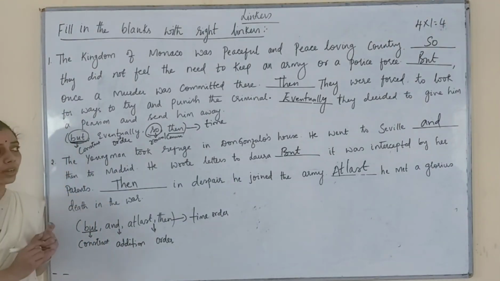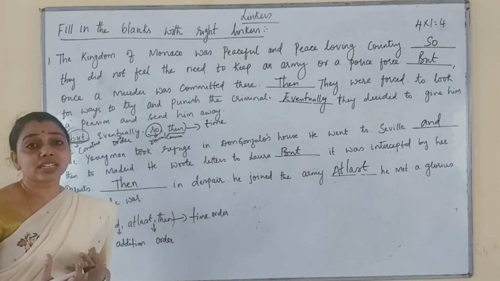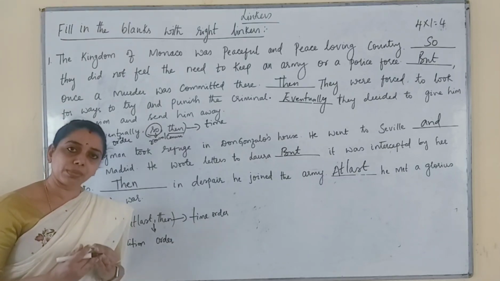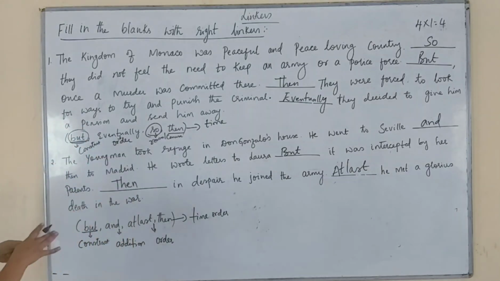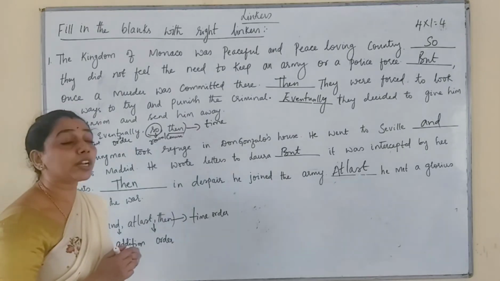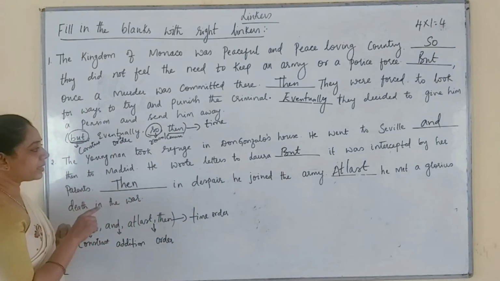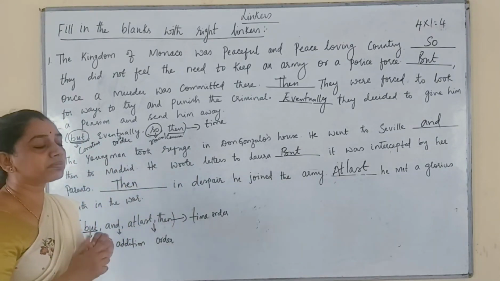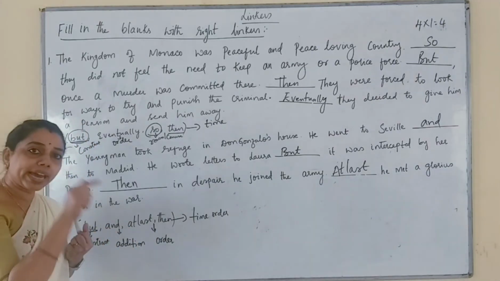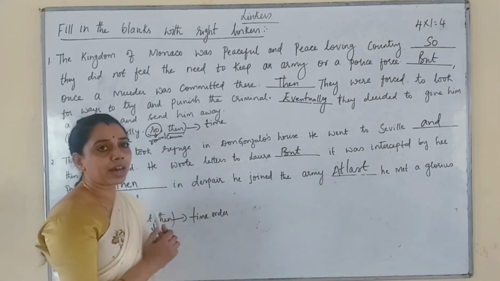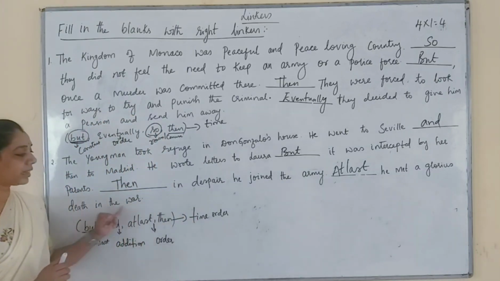Yes, I hope you are very clear with this. So you have to use and, then, but, at last properly. If you remember all these things, it is very easy to fix those words in a proper sentence. So I'll read this paragraph once again. The young man took refuge in Don Gonzalo's house. He went to Seville and then to Madrid. He wrote letters to Laura, but it was intercepted by her parents. Then in despair, he joined the army. What happened finally? At last, he met a glorious death in the war.